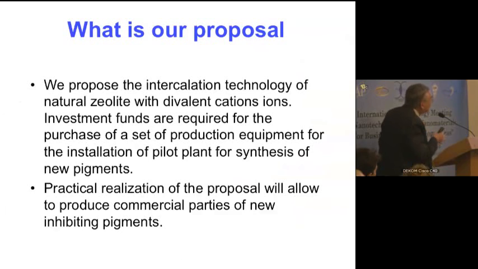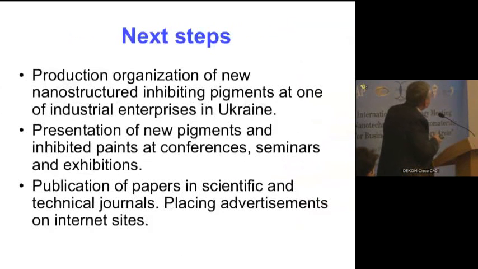We need to procure a set of equipment for a pilot synthesis. It's not expensive, and we can modernize the old equipment, and the necessary amount is several dozen thousand hryvnias. So it's quite moderate. And of course, the practical implementation allows us to produce commercial batches of pigment.